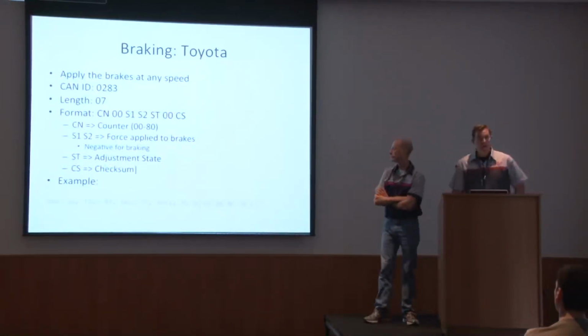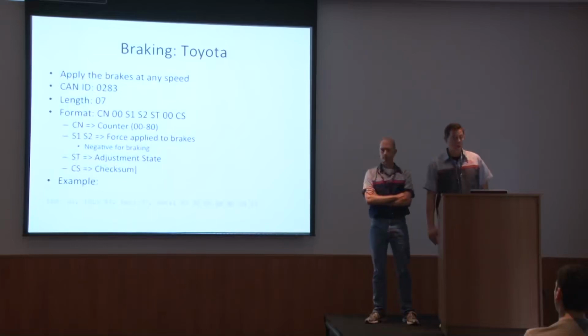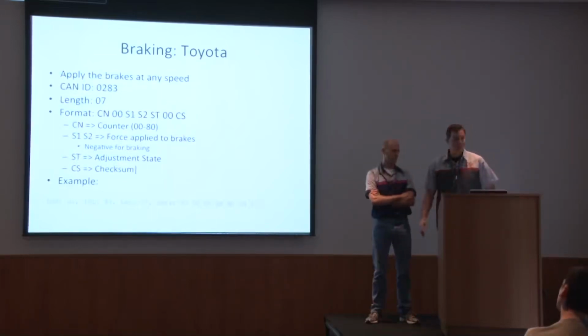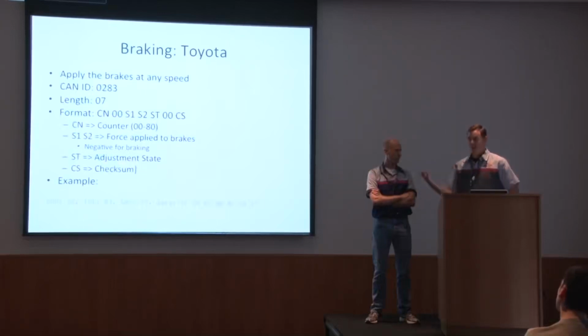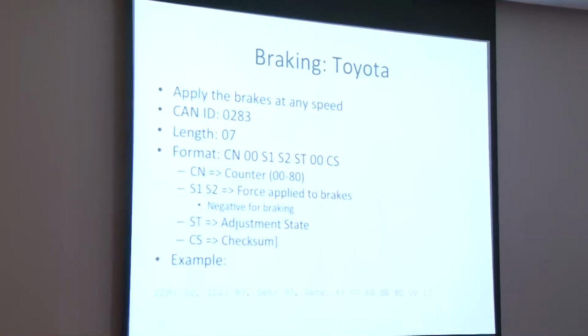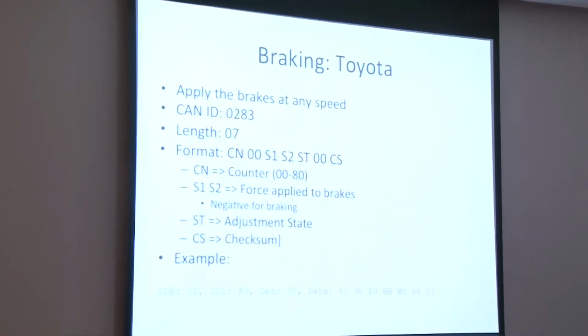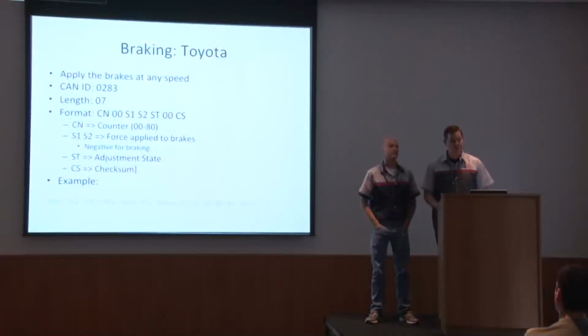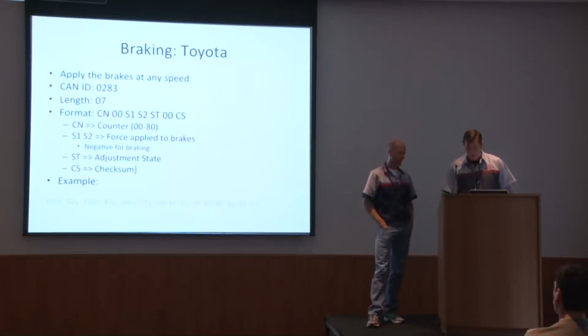For the Toyota, we wanted to be able to arbitrarily apply the brakes. And the way we did this, again, I would drive the car in cruise control really close to another car and have my sniffer hooked up, and I would see the car brake. I would record the traffic. We would sift through the messages and figure out which ones are used for automatic braking.